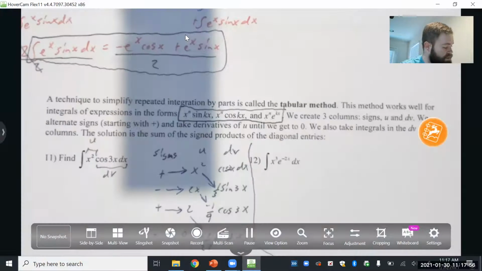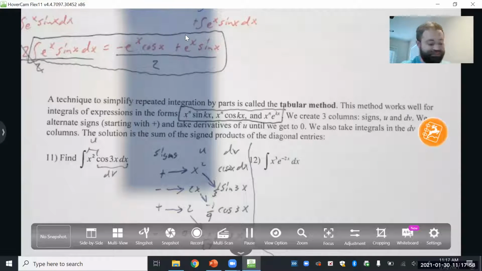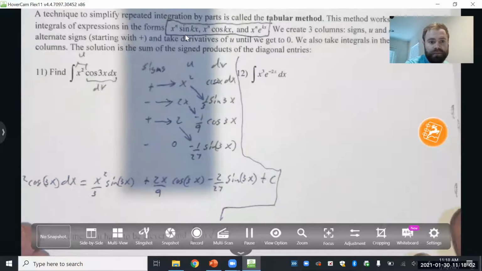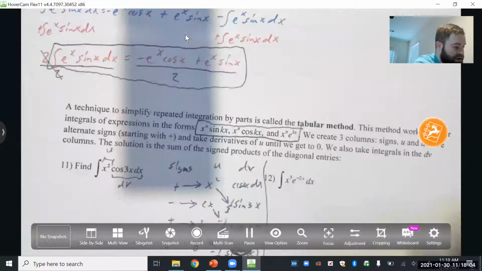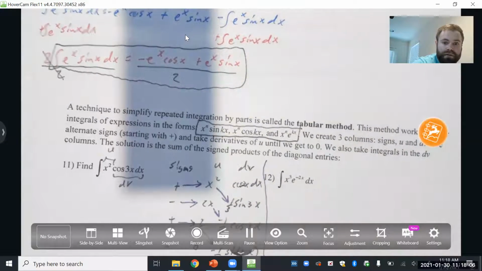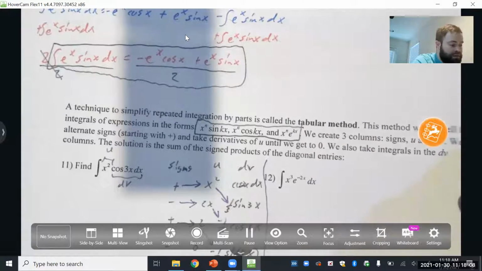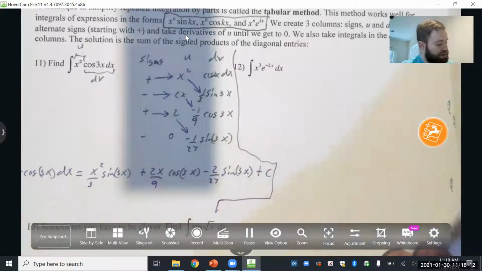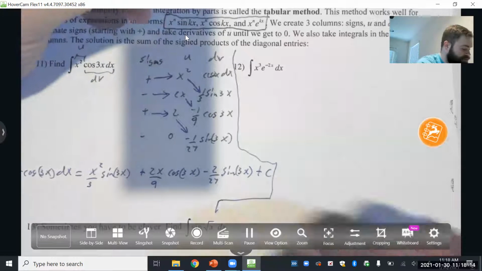With example 12 in integration by parts. So we introduced the tabular method when we did number 11, and the same thing is happening here on number 12.